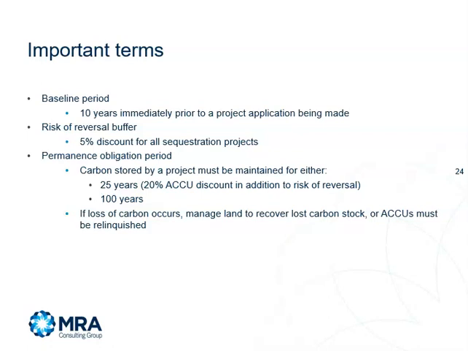The risk of reversal buffer reduces all ACCUs issued for sequestration projects by 5%. Carbon stored by a project must be maintained for either 25 years or 100 years. Once a permanence period has been nominated, it cannot be varied. If the 25-year period is chosen, any ACCUs issued for the project will be discounted by 20%, in addition to the risk of reversal buffer. If loss of carbon occurs, the land must be managed to allow the carbon stock to return to previously reported values, or the ACCUs equivalent to the loss must be relinquished to the regulator.